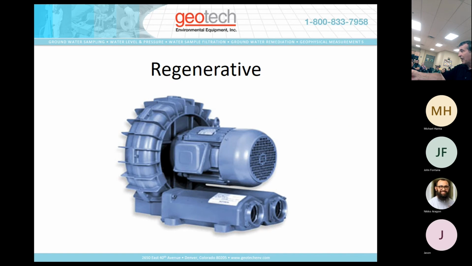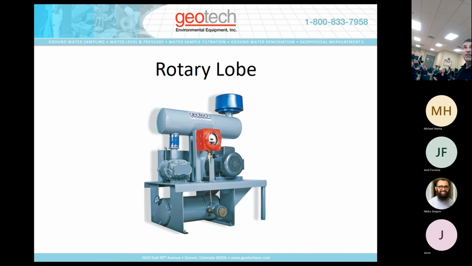Regenerative, it's basically that same blower. Instead of using the vacuum side into the ground, we're actually reversing it and using the pressure side for the air sparge. This is the positive displacement or the rotary lobe, belt driven, comes with its own silencer and filter. And again, it's sized based on pressure and flow rate that you need.